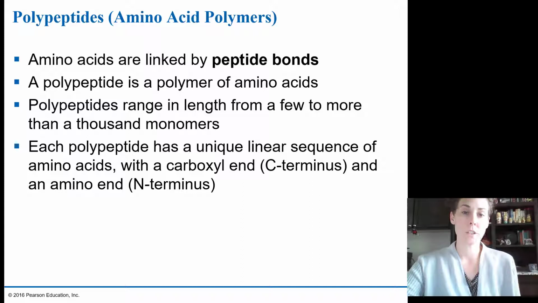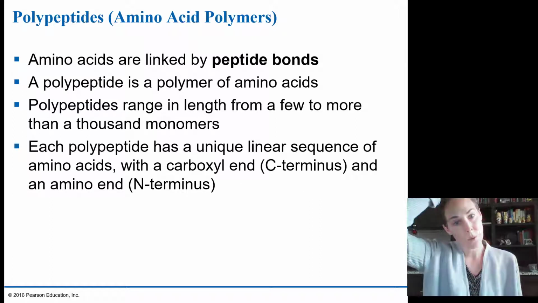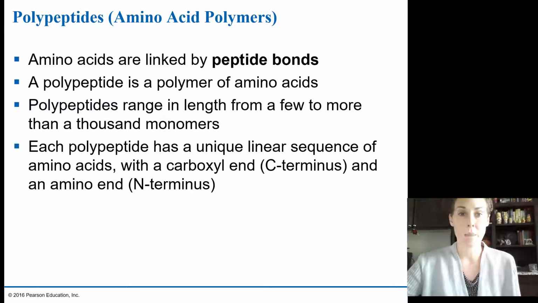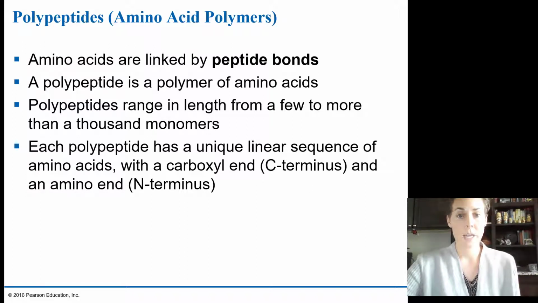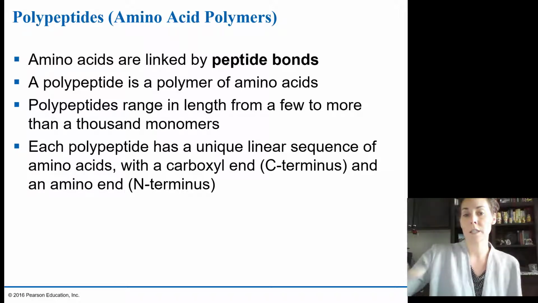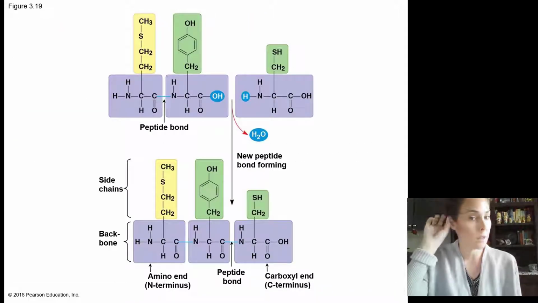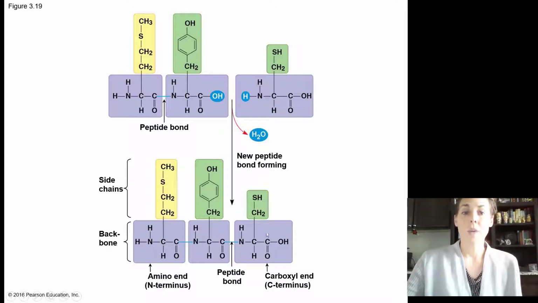So amino acids are linked together by peptide bonds. Just like with carbohydrates, they were glycosidic bonds, and with lipids, it was triglyceride linkage. Well, in this case, it's a peptide bond that links amino acids. Polypeptides range in length from a few to more than thousands of monomers, and each polypeptide has a unique linear sequence of amino acids, and that sequence gives it these really unique shapes that make proteins look like how they do.